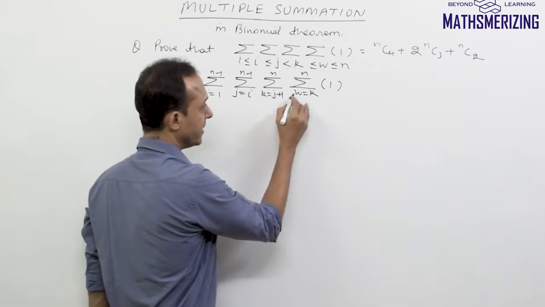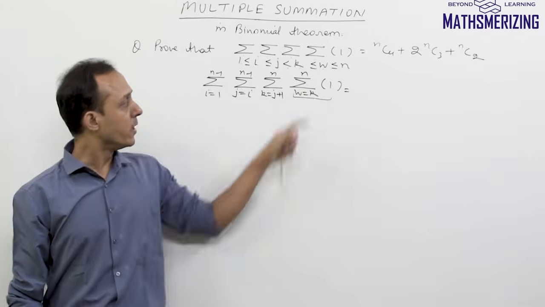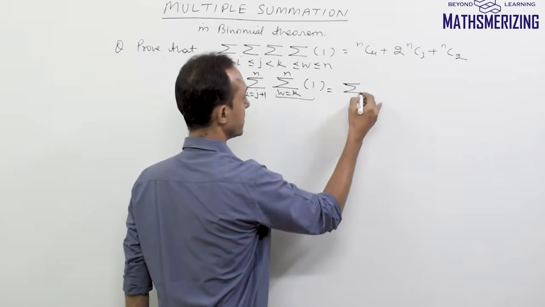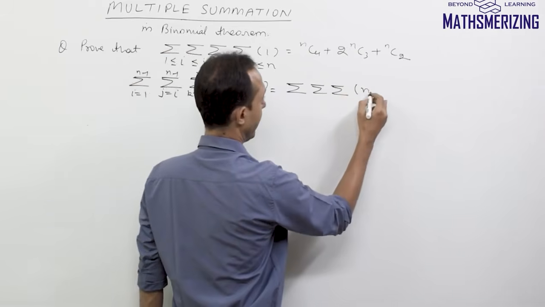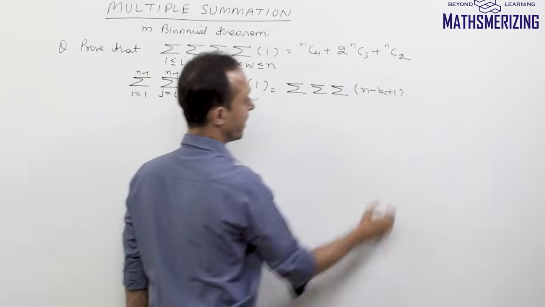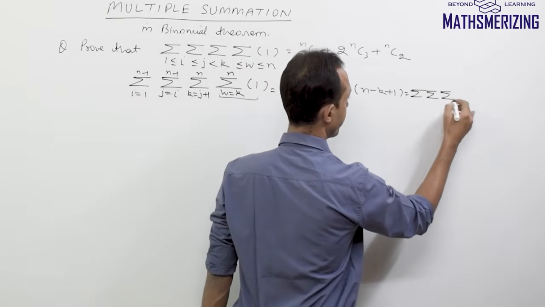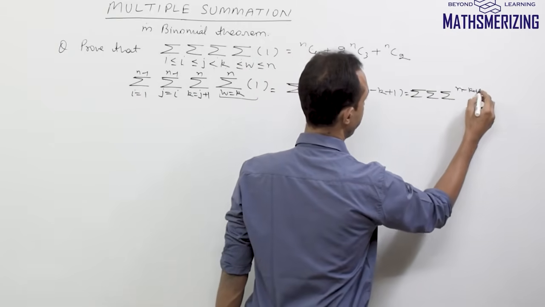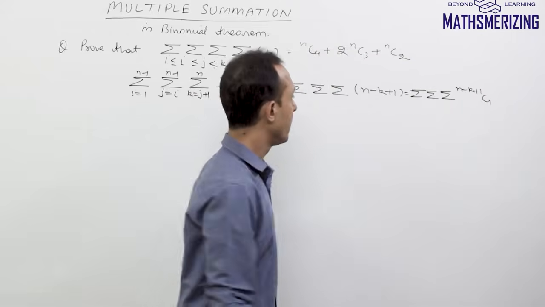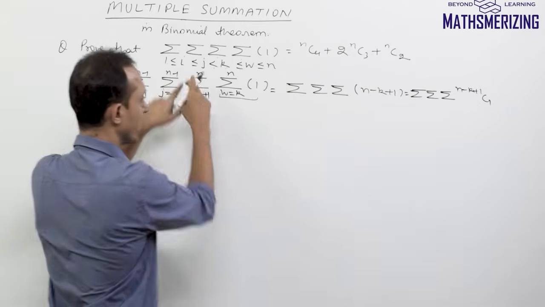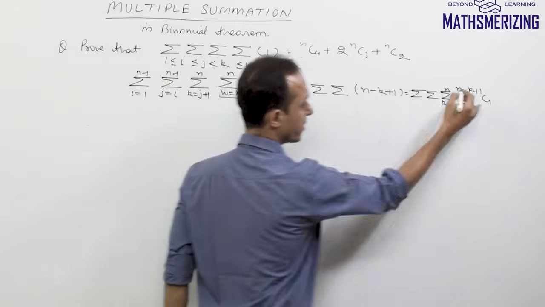Now first I'll find this sum. This sum is 1 plus 1 plus 1 from k to n, so that should be the summation of n minus k plus 1. I can also express it as a triple sum of (n minus k plus 1)C1, because I know that nC1 is the same as n, and here the value of k varies from j plus 1 to n. So I'll simplify this summation.